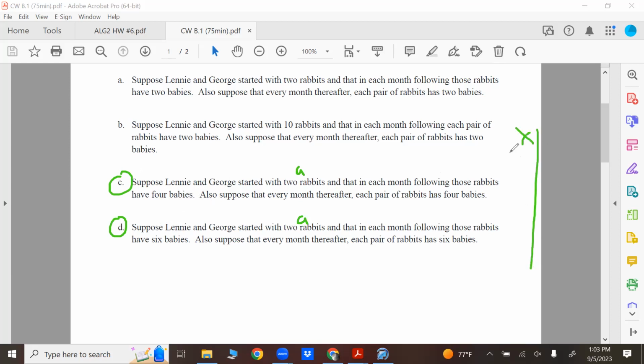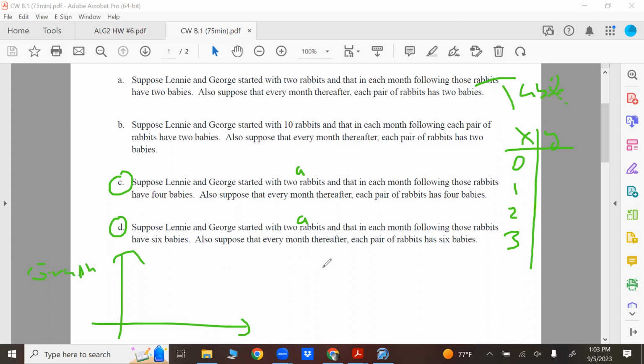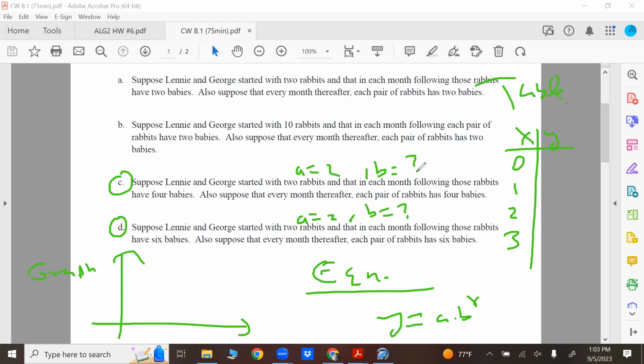So what I want you to do is make a table. I say do 0, 1, 2, 3. Okay. Do a graph. So table, graph, and then equation. And the equation is generally going to look like this: y equals a times b to the x. So a is going to equal 2 here, and a is going to equal 2 here. Your goal is to figure out what b is. Hopefully it's not too hard. And I do want someone actually graphing. Actually, we're going to see the graph on the second page.